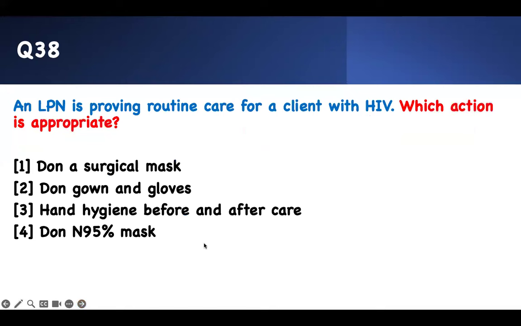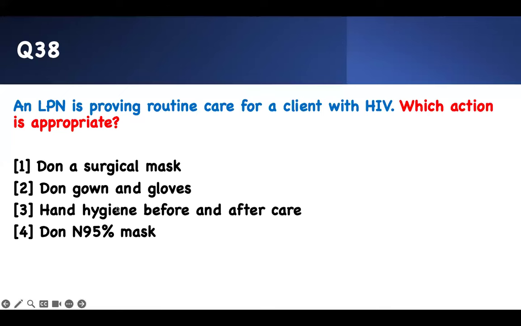The LPN is providing care for a client with HIV. Which action is appropriate? Don a surgical mask, don gown and gloves, hand hygiene before and after, don N95. HIV is a standard precaution, so leave them alone. Just wash your hands when you care for this patient. That's all. I told you it's all concept. So that's why I don't waste time. Easy concept to figure out some of the answers.